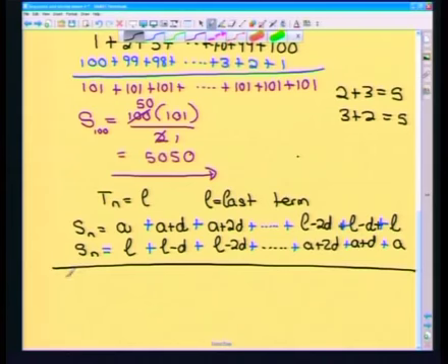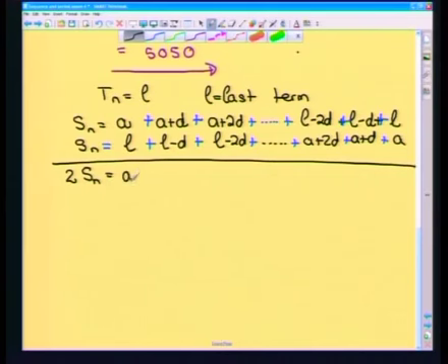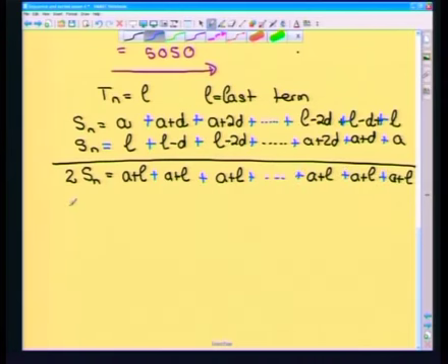He then added these, so he said, I've got 2 lots of Sn. And let's see what's happening here. Well, if I add those, I'm going to get A plus L. If I add those, the D's are going to fall away. I'm going to get A plus L. If I add here, again, the 2D's falling away, A plus L. And all the way along here, I'm going to have A plus L. Let's separate them with plus signs so we can see them clearly. Right, so how many lots of A plus L's will he have? Well, there were n terms. So there must be n lots of A plus L, which means Sn is equal to n over 2 (A plus L).